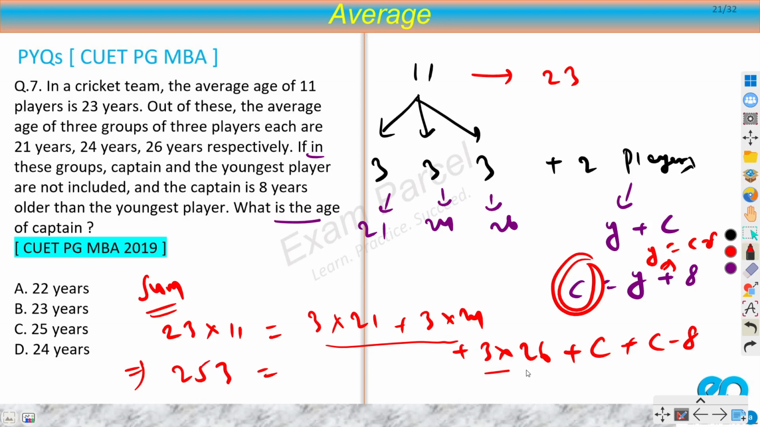Now for these three, I can take 3 common, right? So 3 into 21 plus 24 plus 26. So 26 plus 24 is 50. 71 into 3. 71 into 3 plus 2C minus 8. Let's go to next page. 253 equal to 3 into 71 plus 2C minus 8.